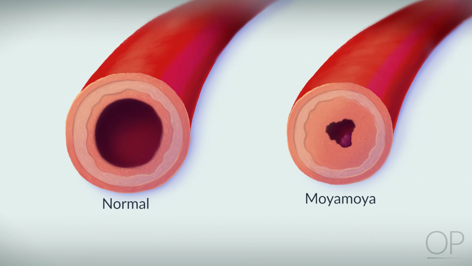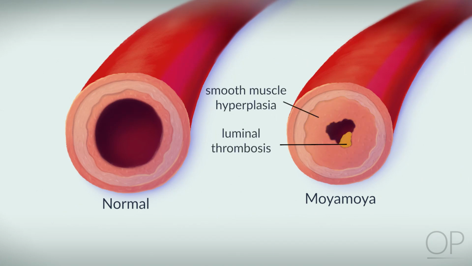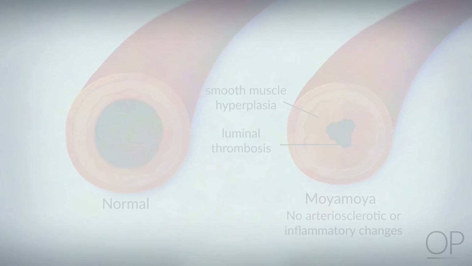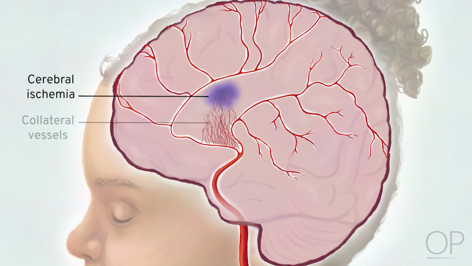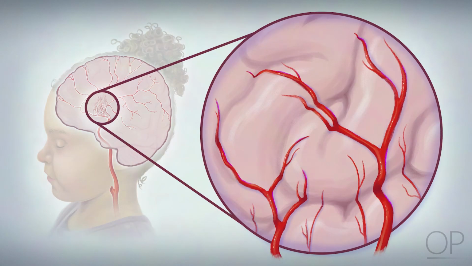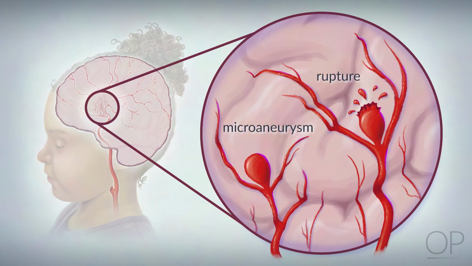The narrowed vessels are due to smooth muscle hyperplasia and luminal thrombosis. There is typically no microscopic evidence of arteriosclerotic or inflammatory changes. Stenosis of the internal carotid artery and its branches causes cerebral ischemia. This ischemia leads to compensatory formation of collateral vessels. The collaterals are dilated arteries thought to be a combination of pre-existing and newly developed blood vessels. Increased flow through these thin and fragile vessels predisposes them to microaneurysm formation and rupture within certain populations.